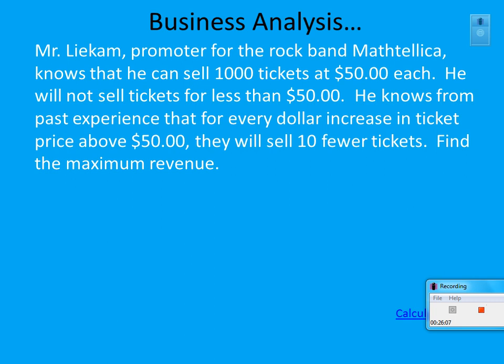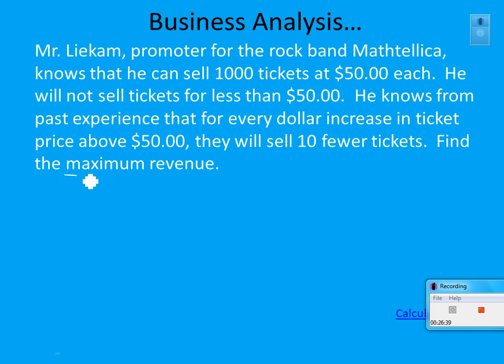So here we go. Here's my next one. Mr. Lycum, promoter for the rock band Metallica, you got to give me that one, knows that he can sell 1,000 tickets at $50 each. He will not sell tickets for less than 50 bucks. He knows from past experience that for every dollar increase in ticket price above 50, they will sell 10 fewer tickets. Find the maximum revenue.